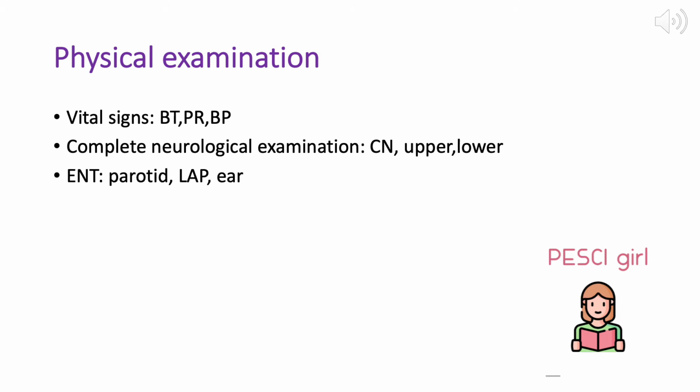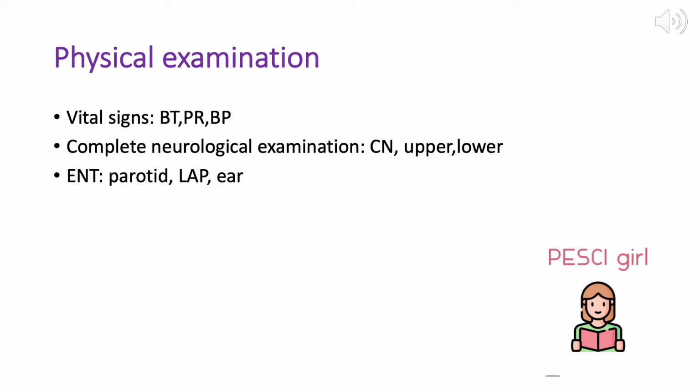In physical examination, we start by vital signs. Temperature is important because we want to rule out infection. Pulse rate, because we want to rule out a possible atrial fibrillation which has caused the stroke. And blood pressure also, because we are thinking about strokes.